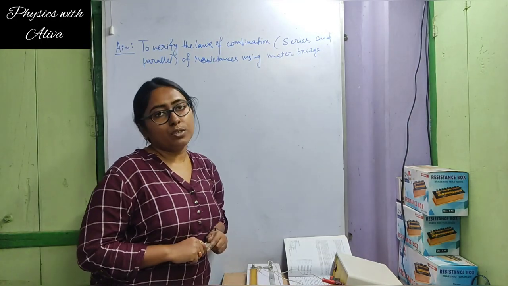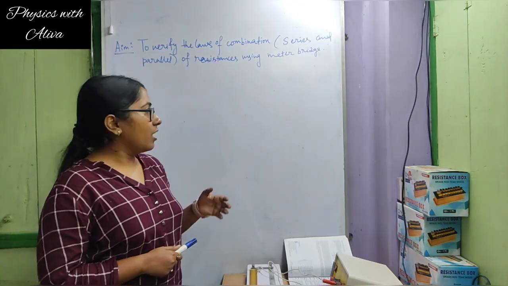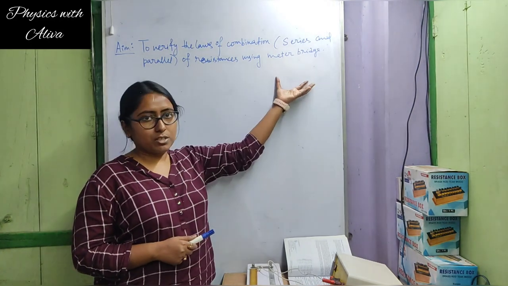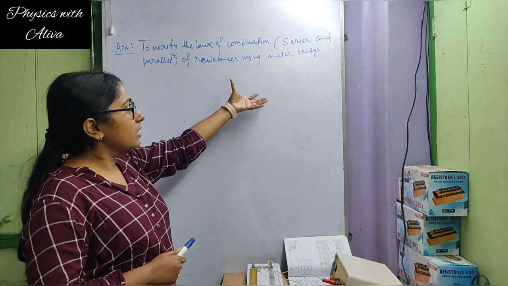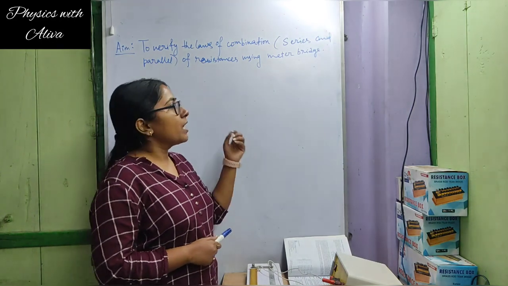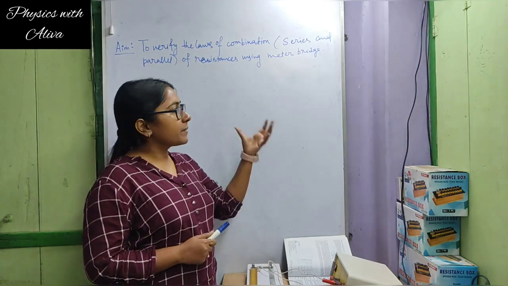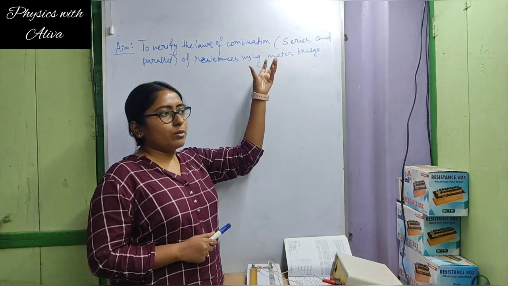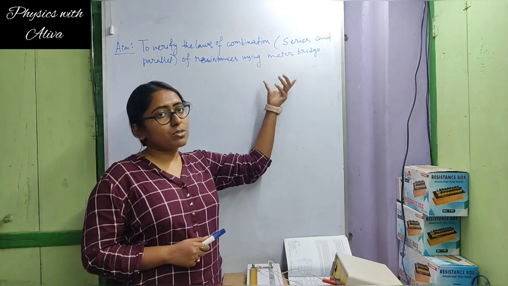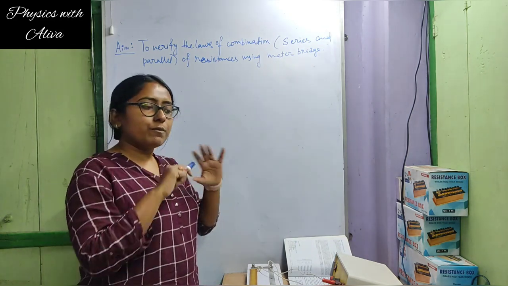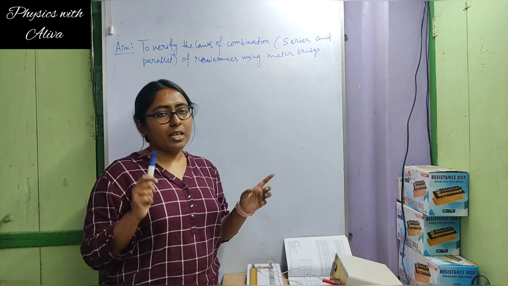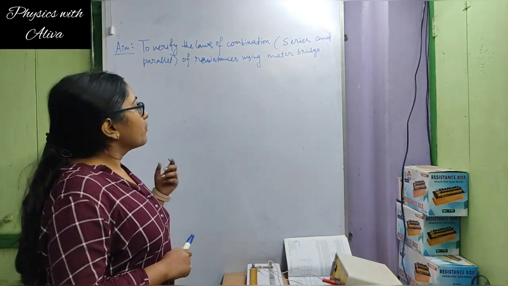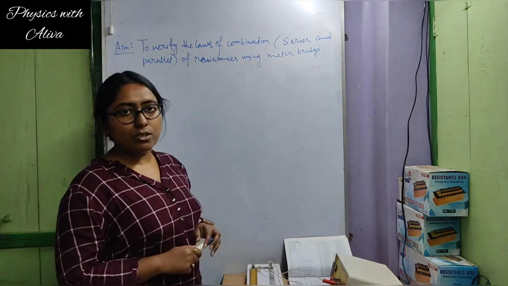In our earlier videos, we have already discussed how we can calculate unknown resistances using meter bridge. Please go to the video and see. The link is given in the description box. We already know how the meter bridge works, and that it is based on the Wheatstone bridge principle. Every detail is discussed in that video. Go to that video and see it, and then come to this video. So we have to now verify the combination laws.